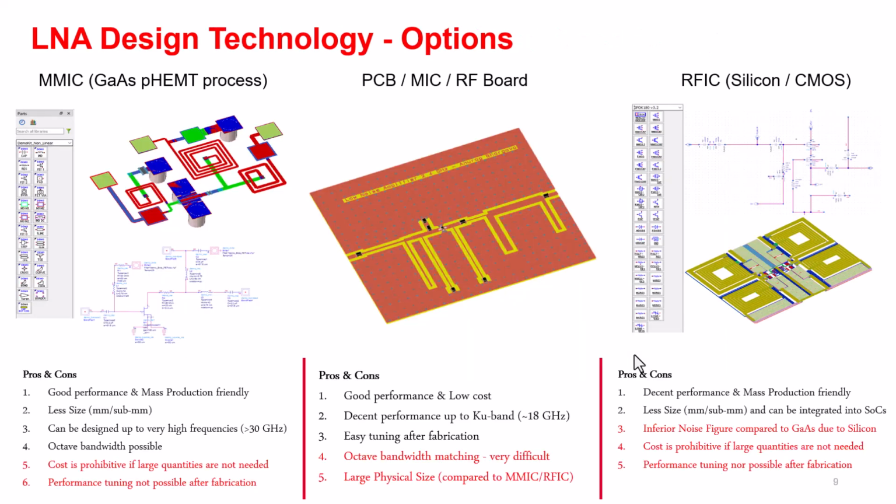Now when it comes to choosing the right technology, primarily you have three choices to design an RF low noise amplifier. If you're an IC designer, you can go ahead and select MMIC process. Typically a gallium arsenide pHEMT process is a very popular one, or you can choose to design your LNA on a PCB or RF board, as well as you can decide to design your LNA using silicon or CMOS topology. Now each of these techniques has different pros and cons, which I have listed here.